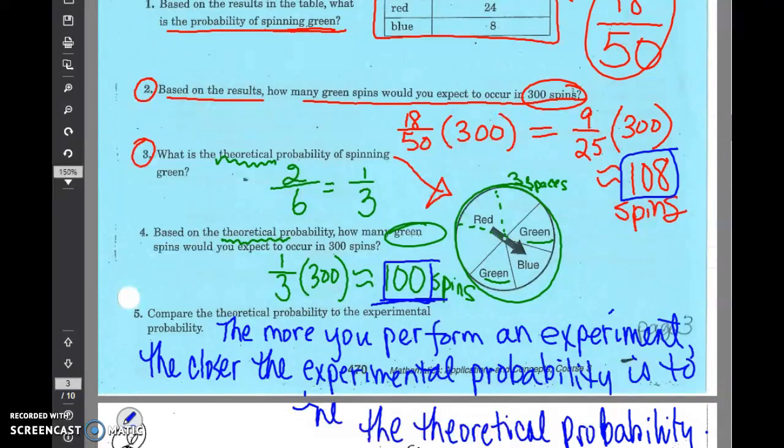Take a moment to write that expression down. The more you perform an experiment, the closer the experimental probability is to your theoretical probability.